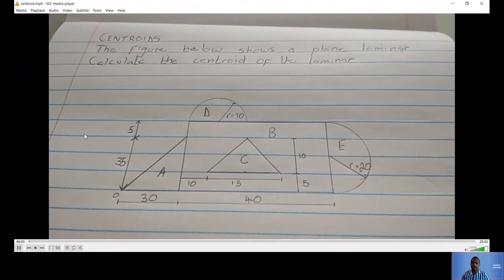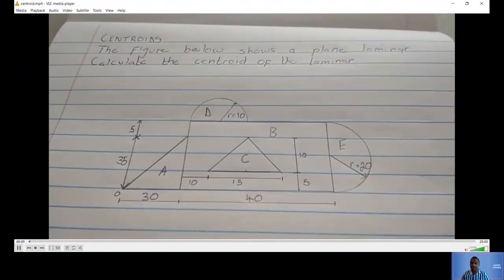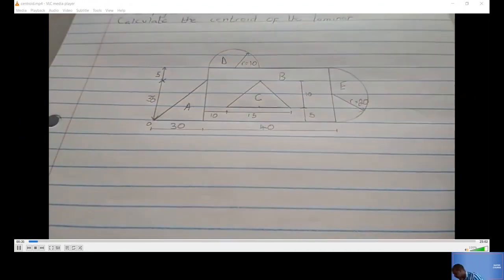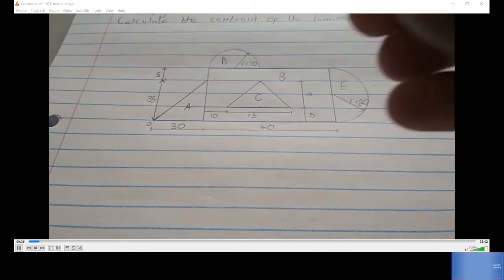Let's go to the question now. The question is, the figure below shows a plane lamina. Calculate the centroid of the lamina. Lamina is this whole shape that you can see there. It consists of triangles, rectangles, as well as half circles. Now, there are a few things that you need to know before you tackle this question. The first thing you need to know is the individual centroids for each of the shapes.